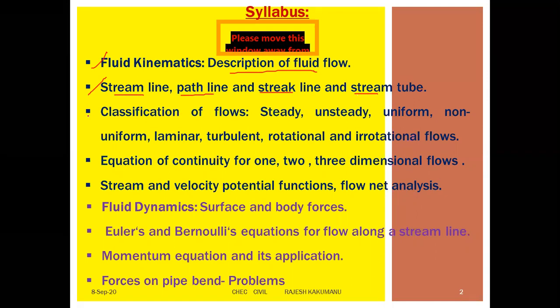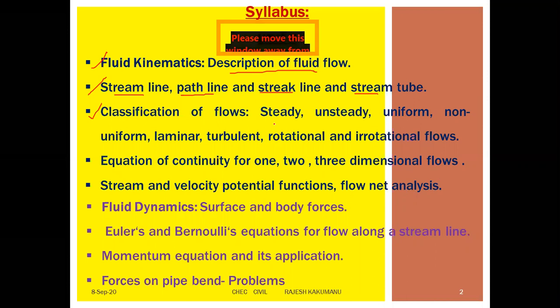Next concept is classification of flows. So in the universe, generally, how many types of fluid flows are there? We basically have 6 types of fluid flows. Those are steady and unsteady flow, uniform and non-uniform flow, laminar and turbulent flow, rotational and irrotational flow, like that. We will discuss each and every type of flow in detail with the problems also.